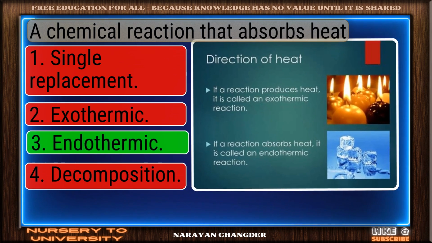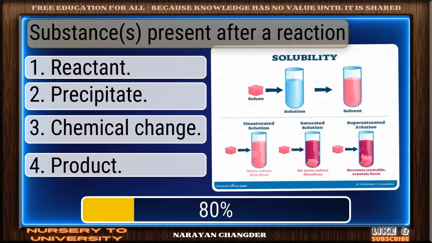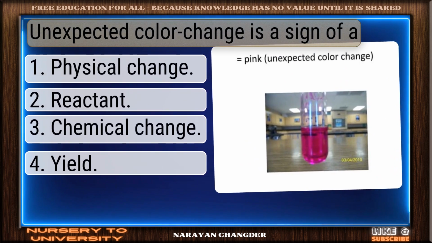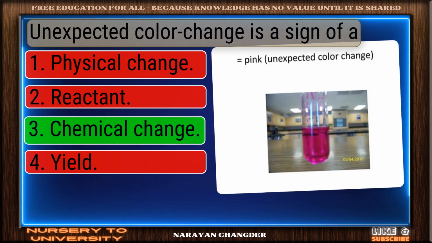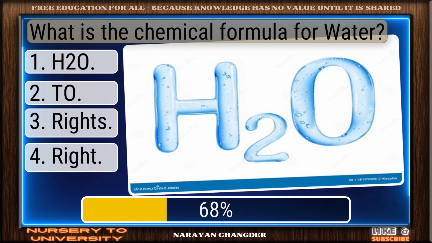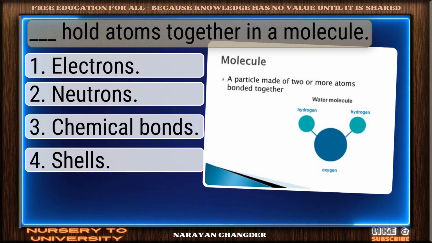Endothermic. Great work. Substance present after a reaction. Excellent work. Product. Unexpected color change is a sign of a ___. On-track. Chemical change. What is the chemical formula for water? H2O. ___ hold atoms together in a molecule.